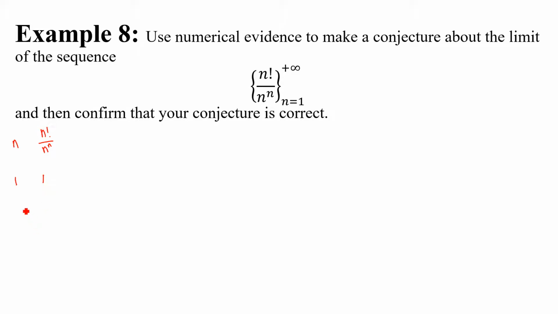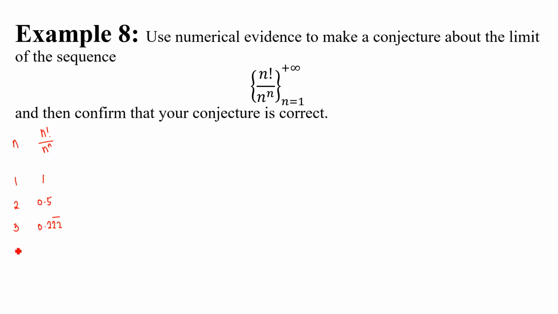And then if n is equal to 2, then you have 2 factorial, which is 2, over 2 raised to 2, which is 4. So 2 divided by 4 is 1/2, or 0.5. And then if n is equal to 3, you can use your calculator. This would be 3 factorial over 3 raised to 3. So that would be 0.222 and so on.